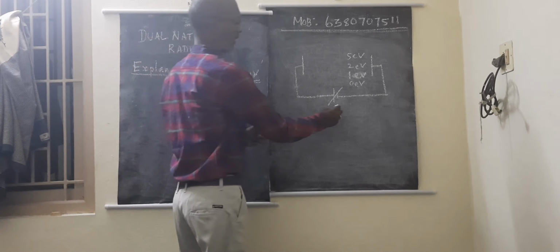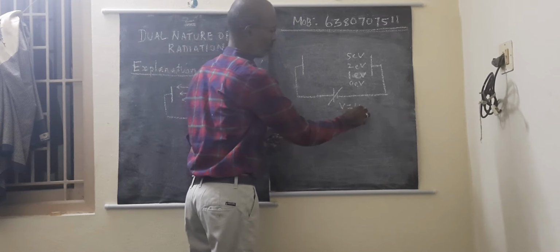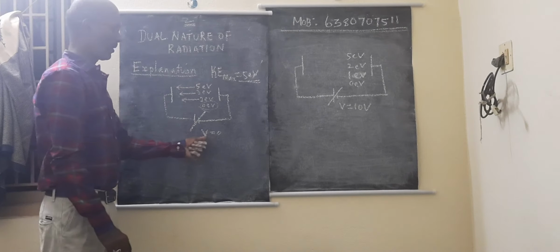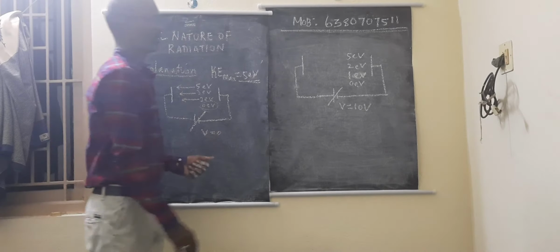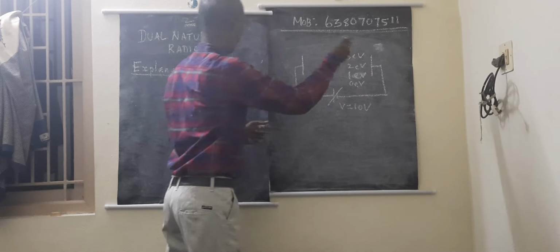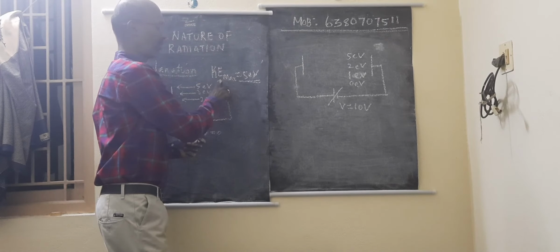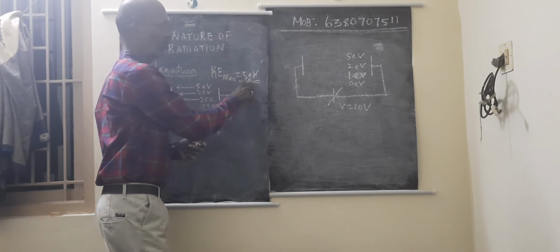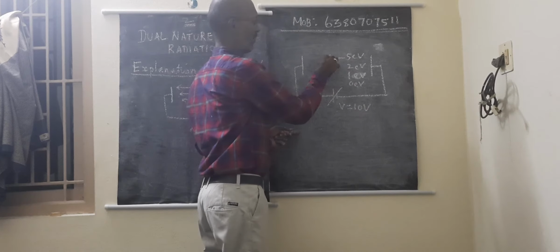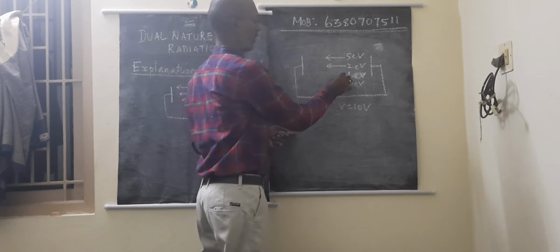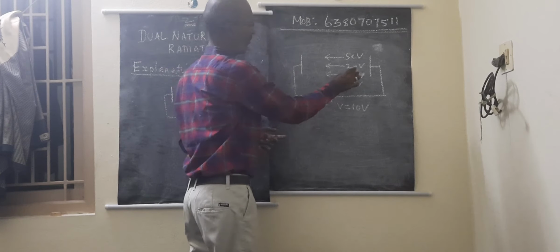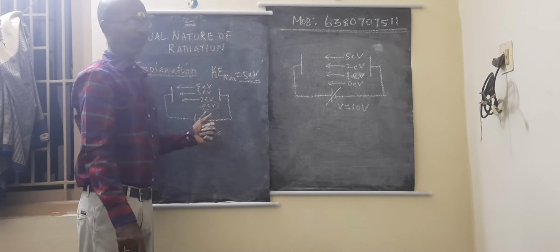Suppose here we are supplying the battery at 10 volt. We are changing the battery voltage, and here the stopping potential is 0 electron volt. The maximum kinetic energy got by that photoelectron is 5 electron volt. If we supply 10 electron volt, what will happen? This 5 electron volt will also move, 2 electron volt will also move, and 0 electron volt, all will move to the other end.